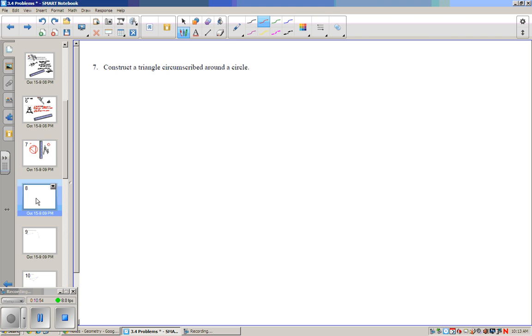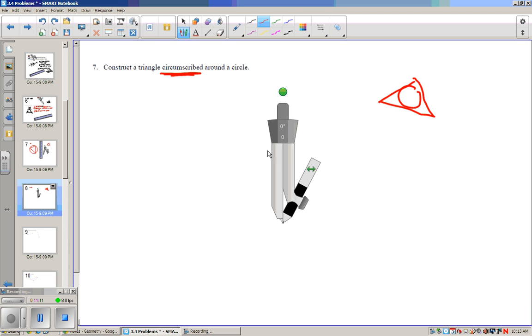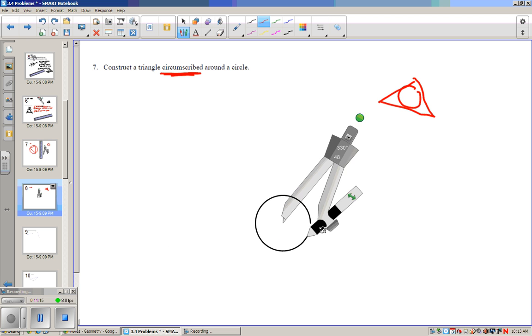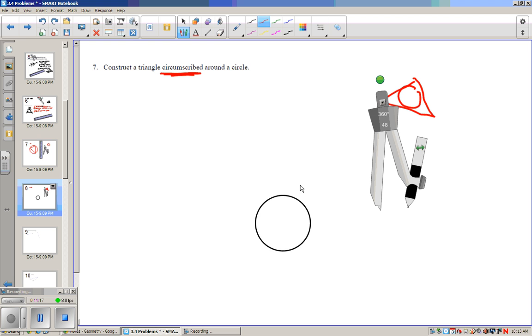You notice the next one, they just changed the terminology on you. The key word here is they want you to construct a triangle circumscribed around a circle. So you can think, before we had a circle with a triangle on the inside, now we're going to have a circle on the inside of our triangle. So you're going to start by constructing any circle you choose. Don't make it too large though, because remember the circle is going on the inside of a triangle now.